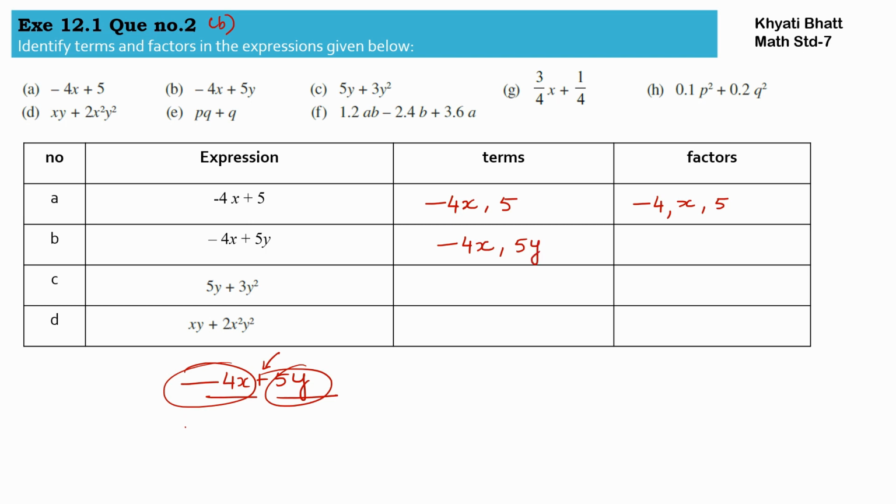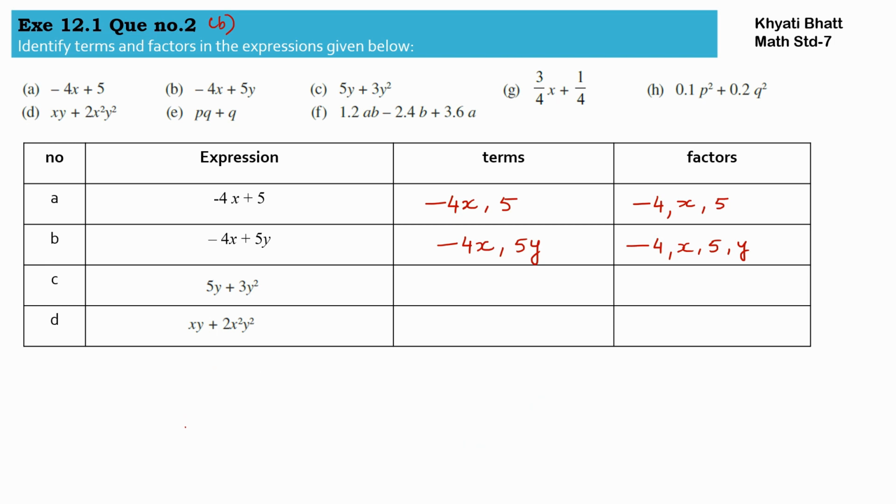Now factorization. There are two terms. Minus 4x: the factors of this term are 4 and x, but it is negative, so we mention the minus sign along with the 4. The second term is 5y, so 5 and y. So these are the factors: minus 4, x, 5 and y.